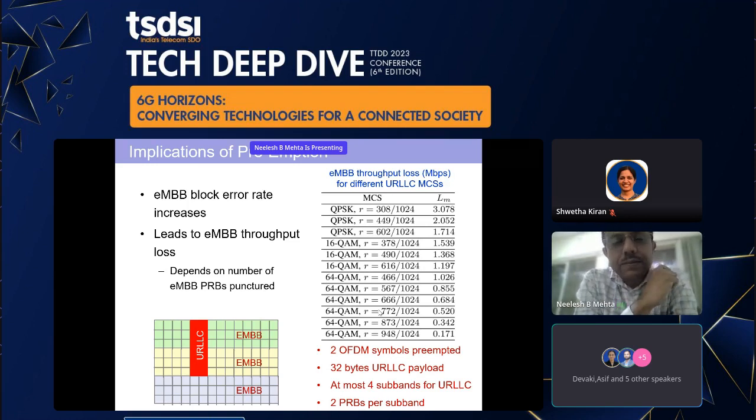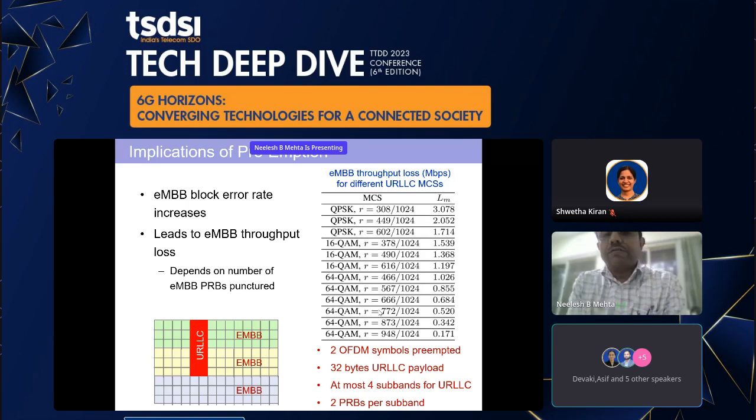Now, the important thing to notice here is that how much the loss in throughput is depends on how many EMBB PRBs are preempted. If you preempt or puncture more EMBB PRBs, you'll have a lower EMBB throughput. And the reason why I say this is the footprint, the size of that red rectangle, depends on what modulation encoding scheme you use for the URLLC user. If you use a very conservative modulation encoding scheme, BPSK, very low rate, it'll give you fantastic reliability, but it's going to guzzle up a lot of PRBs. But if you're very aggressive with the URLLC MCS, you use 64 QAM, almost no coding, then you'll have far fewer EMBB PRBs that are punctured, but then your URLLC reliability goes down.